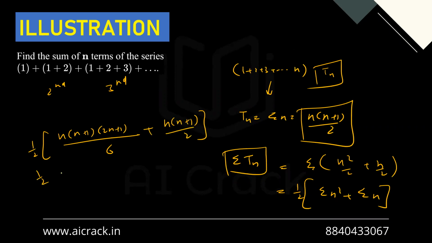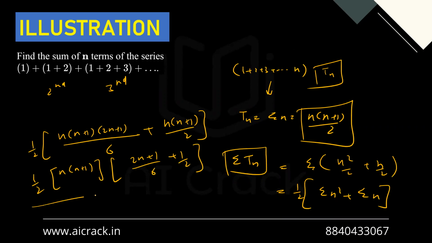Now you can take 1 by 2 times n times n plus 1 as common. And that would give me 2n plus 1 by 6 plus 1 by 2, right? So this is our final answer. You can do the calculations afterwards, but this is how you have to solve it. You have to find out the Tn first, and then you have to find out the sigma Tn.